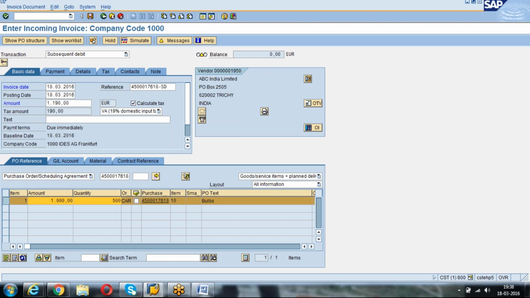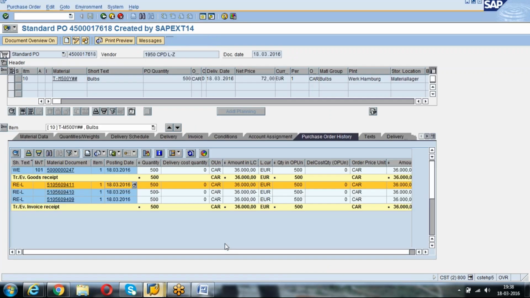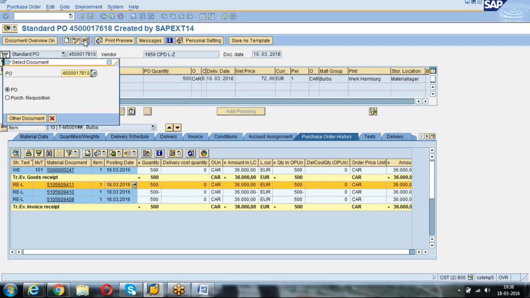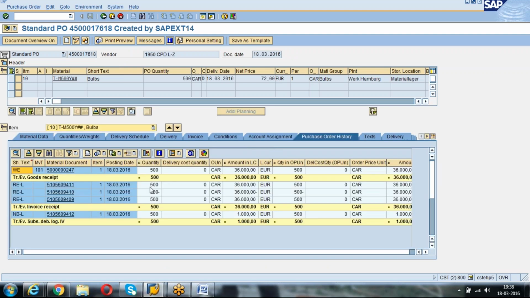Now save it. Now subsequent debit is created. Now coming to PO, just see the display. Go to PO history. See, subsequent debit is visible here. Means for the same 500 quantity you have paid 1000 additional.